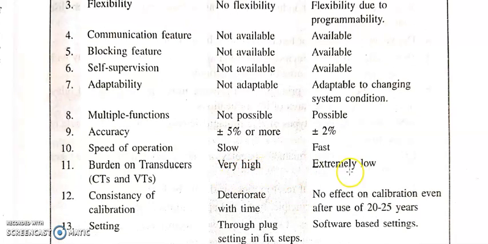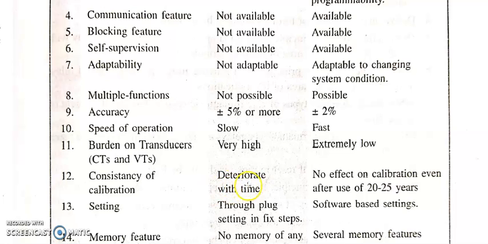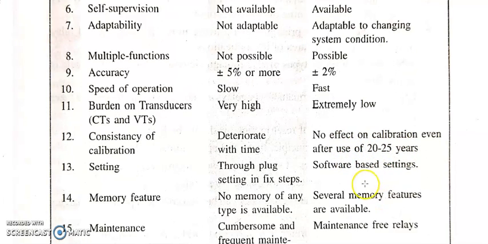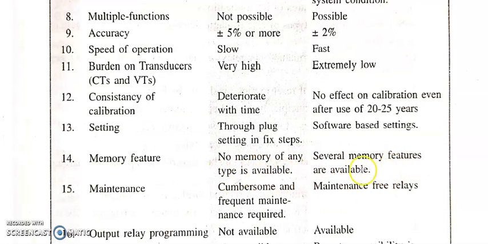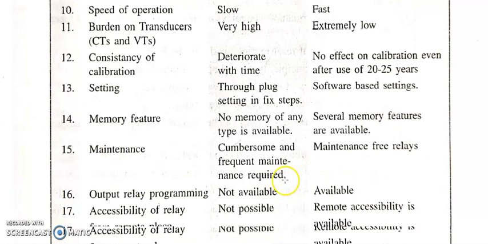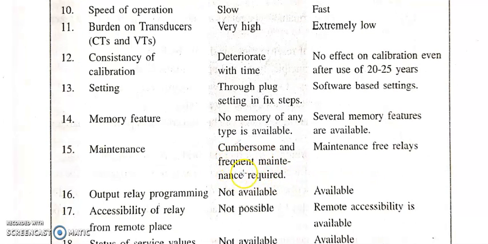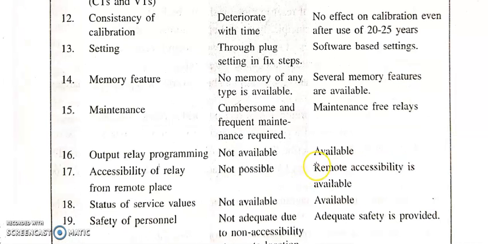Burden: it is high there, here it is extremely low, which is good because you have less power consumption. And you know that the calibration deteriorates with respect to time, but here there is no effect on calibration even after 20 to 25 years of use. That's a lot. Settings: plug settings with fixed steps are there, but here they are software based, you can tune to any value. Memory feature: no memory feature there, but here there are several memory features, like I told earlier. Maintenance: it is very difficult there and frequent maintenance is required, but here it is maintenance free for 20 to 25 years. Output relay programming is not possible there, here it is possible.